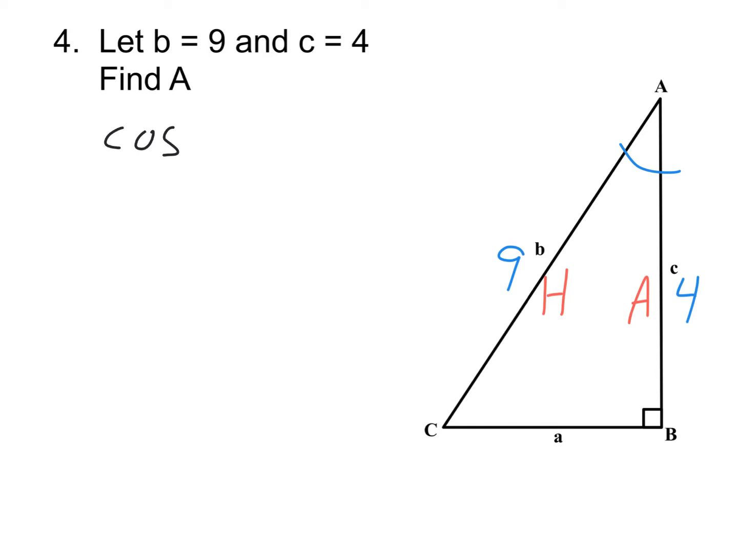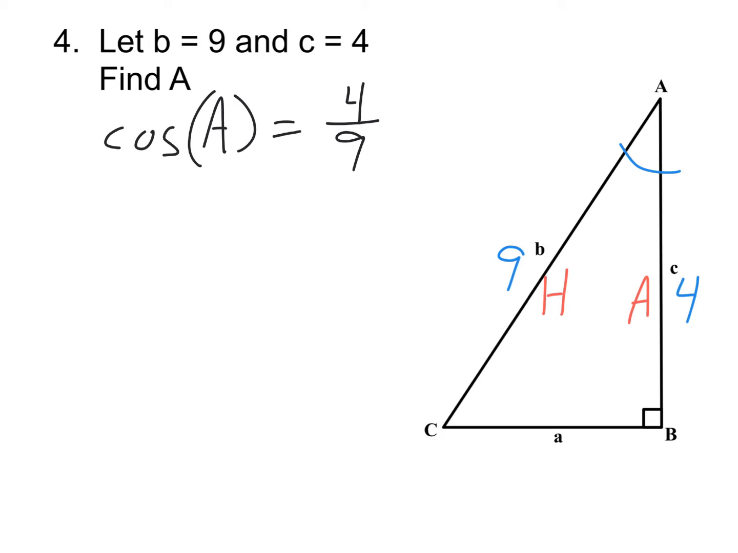Now, when I write my cosine in here, remember it's cosine of the angle, because it's always of the angle. So, that's got to be cosine of A. So cosine of A equals adjacent over hypotenuse. My adjacent is 4, my hypotenuse is 9. So that's why it's equal to 4 over 9.